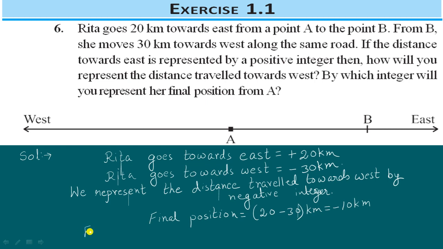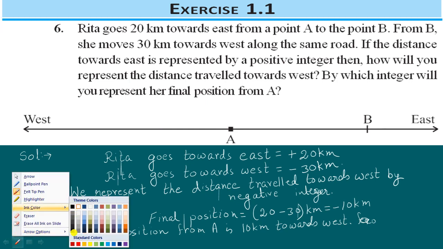That is final position. Final position from A is 10 km towards west from A. Final position from A is 10 km towards west, right? Now represent it in the number line.